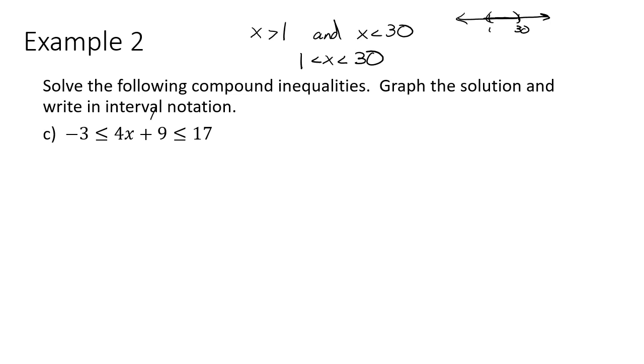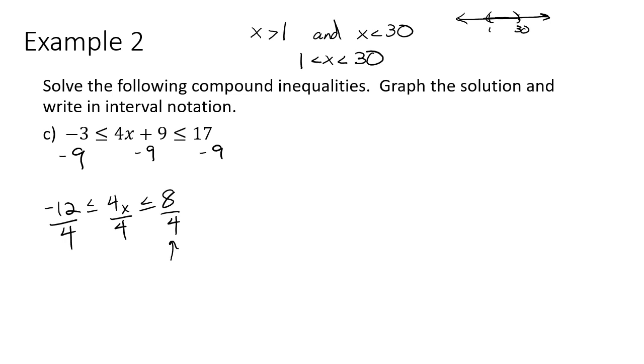So let's work with it in this notation. If I want to solve for x, I need to subtract that 9 away. So that means I'm going to subtract 9 from all 3 parts of this inequality. So that would give us negative 12 is less than or equal to 4x, which is less than or equal to 8. And then if I want to solve for x, I need to divide by that coefficient of 4. So I divide all 3 parts of the inequality by 4.